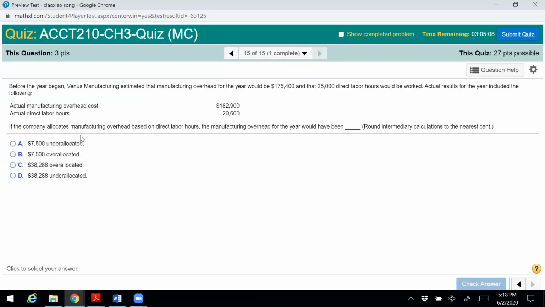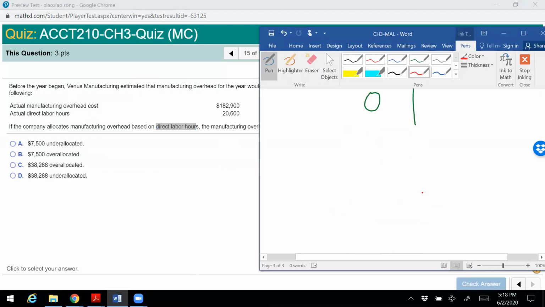Last one. Allocate manufacturing overhead based on direct labor hour. Okay, so based on direct labor hour, the manufacturing overhead for this year: you estimate manufacturing overhead is this, and 28,000 direct labor hours worked. The actual results, you have actual this, and then, okay, this one is asking whether you over allocate or under allocate manufacturing overhead.